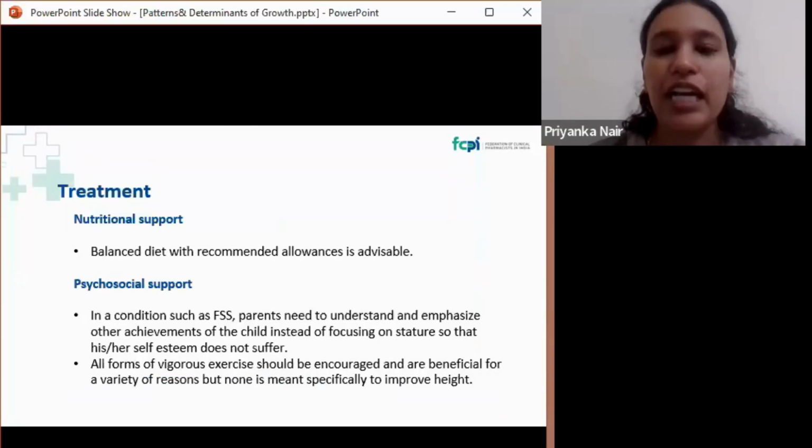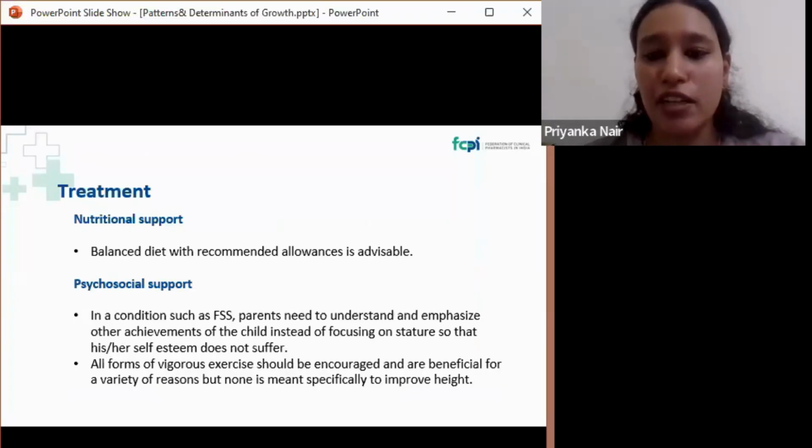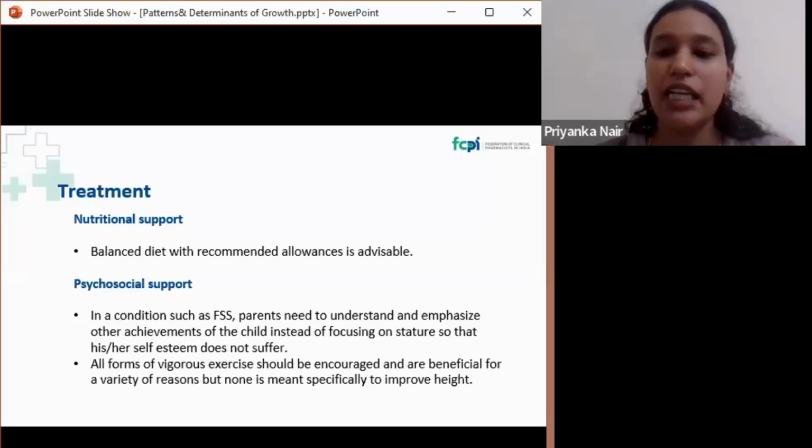Then the treatment. There is nutritional support that should be given, that is very important. But if the cause is genetic, nutritional support may not be very effective. Then psychosocial support in conditions such as FSS, parents need to understand and emphasize other achievements of the child instead of focusing on stature so that their self-esteem does not suffer. All forms of vigorous exercise should be encouraged and they are beneficial for a variety of reasons, but none of them are specifically meant to improve height.